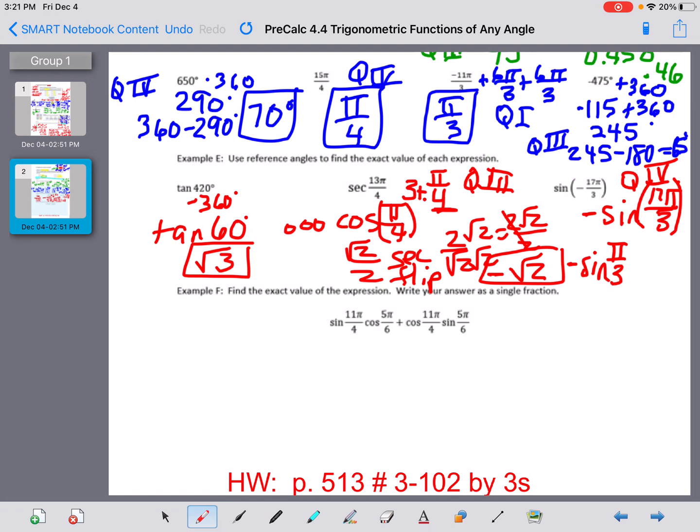So in quadrant 4, all right, so let's see. My sine of pi over 3 is radical 3 over 2. Because I'm in the fourth quadrant, my sign is negative, but I had a negative out front because of the odd function, so those are going to become positive. So my final answer is radical 3 over 2.